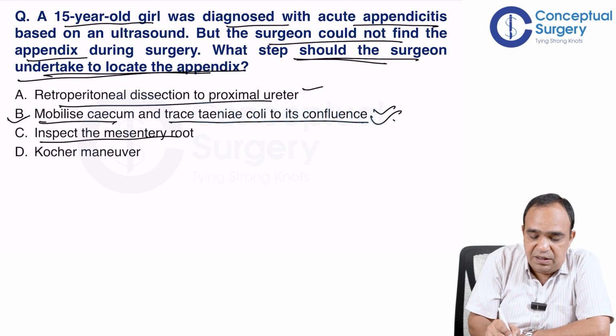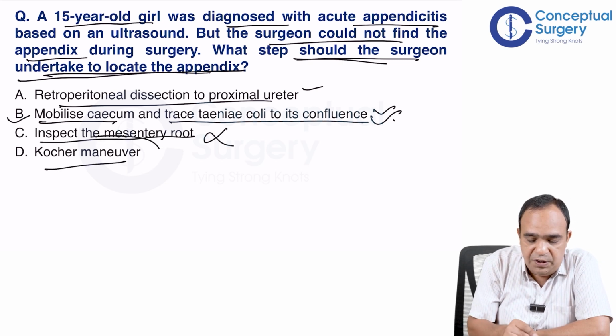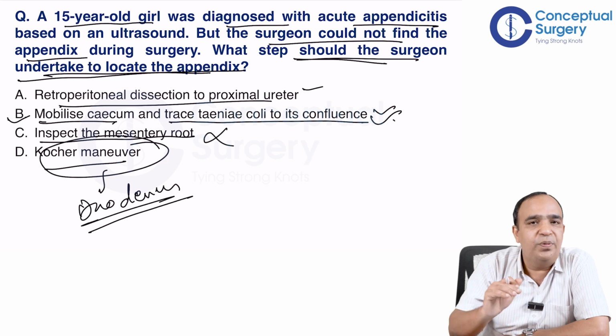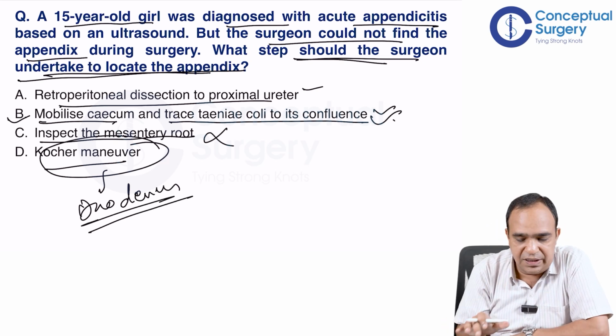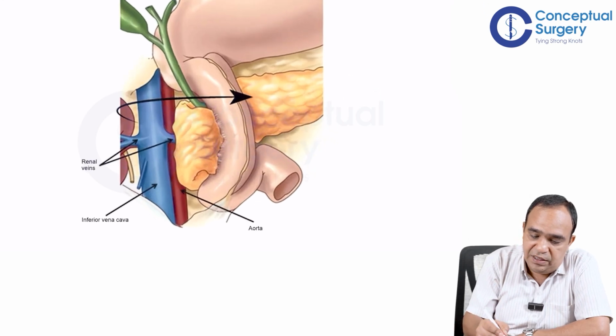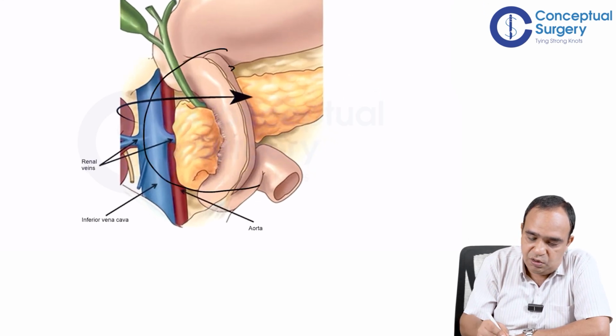Inspect the mesentery root? No. Kocher maneuver. This is for the duodenum. It's not related to mobilization of the appendix. Right. I'll just show you the picture. I think I have a picture. Yeah, that's it. Normally, duodenum was like this. See, this is the duodenum.